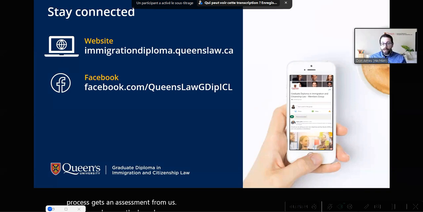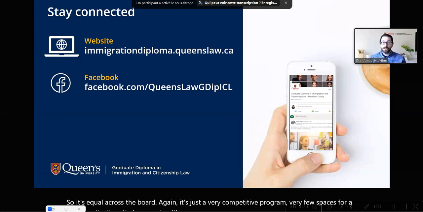Again, it's just a very competitive program, very few spaces for a lot of applications that we receive. It's a considerable number. So do what you can with whatever's provided on our website, what I've told you today. Hopefully this has really educated you on the admission requirement, what you're looking for, what we're looking for moving forward, that you can put things together.